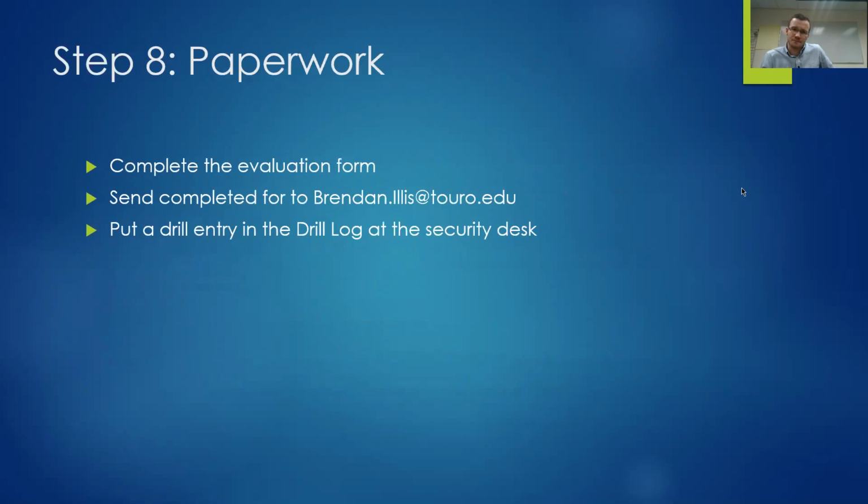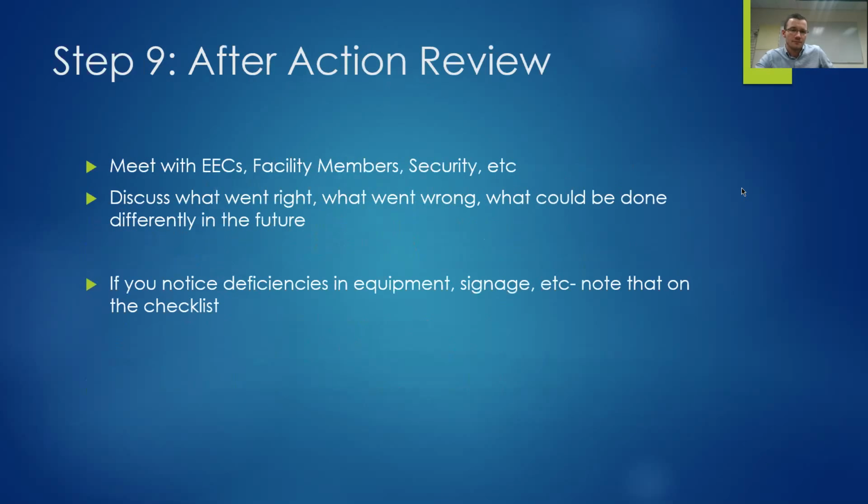Paperwork. So we do need to do that one piece of paperwork, the fire drill checklist that you all should have the current version of. You need to fill that out, make sure you fill in all the fields, and then you can email it to me, scan it and email it to me, take a picture of it, whatever, and send it to my email address, and then just put an entry in the fire drill log at the security desk, and that's all the paperwork. It should only take you a couple minutes to fill out.